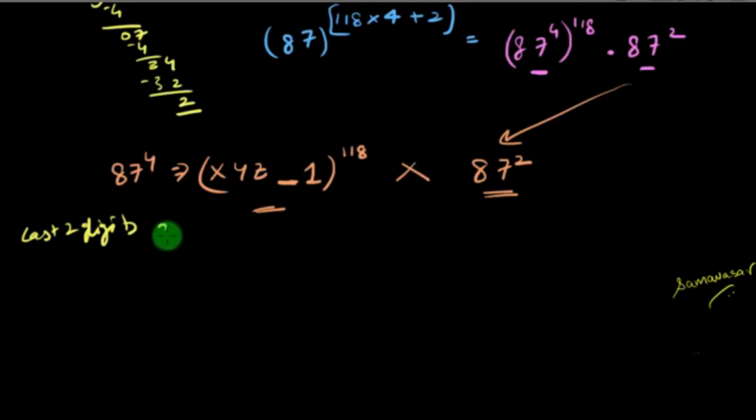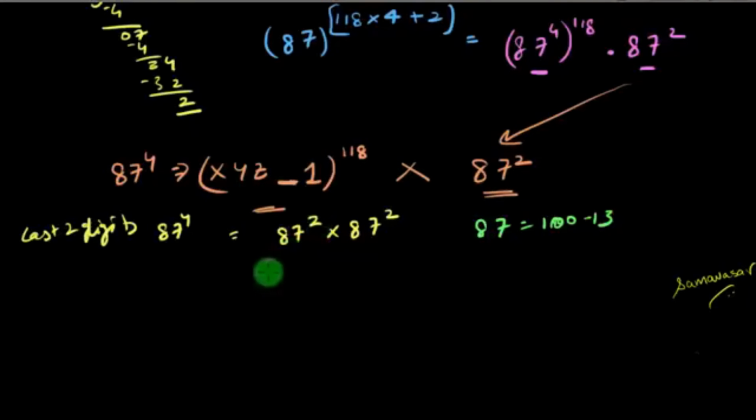of 87 raised to the power 4. Now I told you that 87 raised to the power 4 is 87 raised to the power 2 into 87 raised to the power 2. Now I told you that whenever you have squares, the last two digits of 87 raised to the power 2 will be the same as, if I can express this as 100 plus or minus something. Now 87, as you know, is 100 minus 13. So the last two digits of 87 raised to the power 2 will be the same as the last two digits of 13 raised to the power 2 into, again, 13 raised to the power 2.